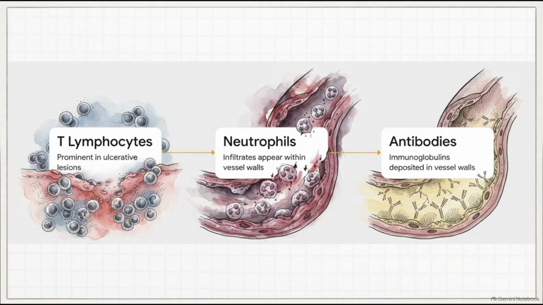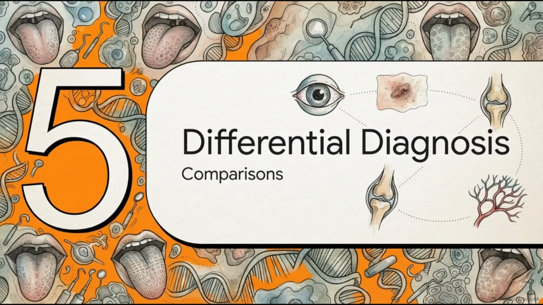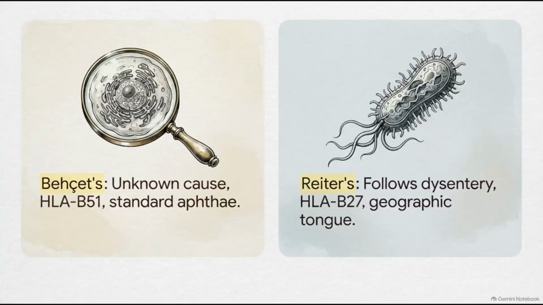That complement deposition is what actually drives the structural necrosis of the blood vessel. This whole sequence definitively proves that the microvasculature is the primary target of the attack. Section 5. Differential diagnosis. As a dental professional, you absolutely must be able to differentiate Behçet's from other conditions that present with similar oral lesions. A misdiagnosis can delay critical systemic treatment, so let's sharpen those diagnostic skills right now.